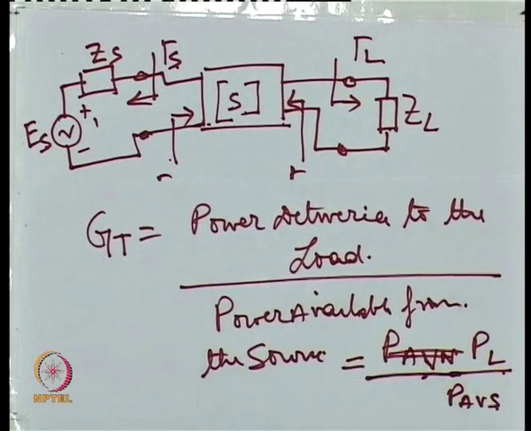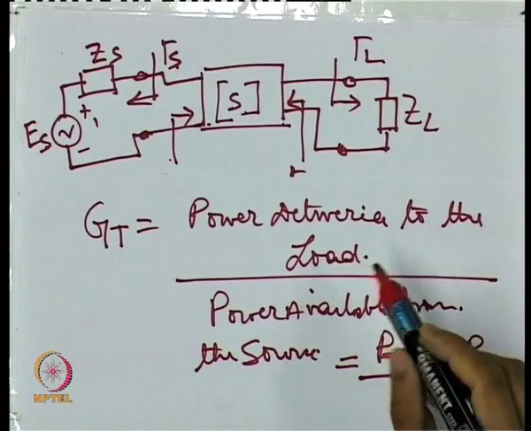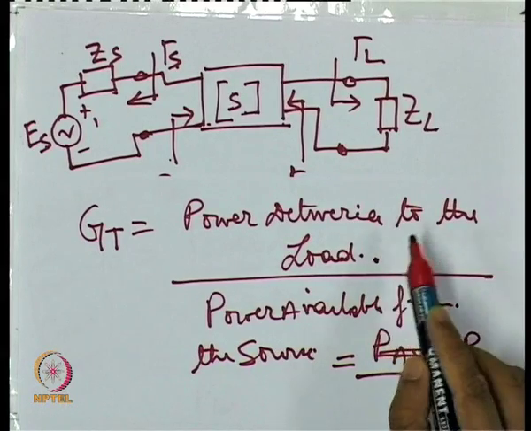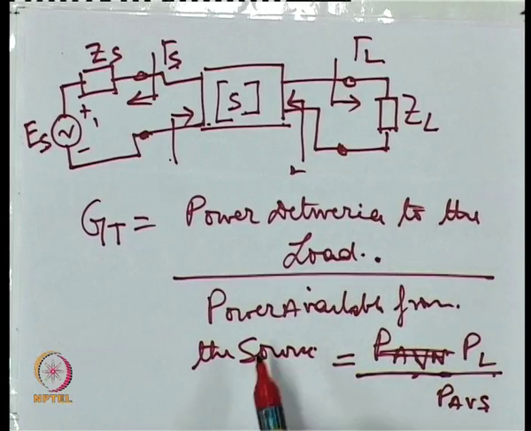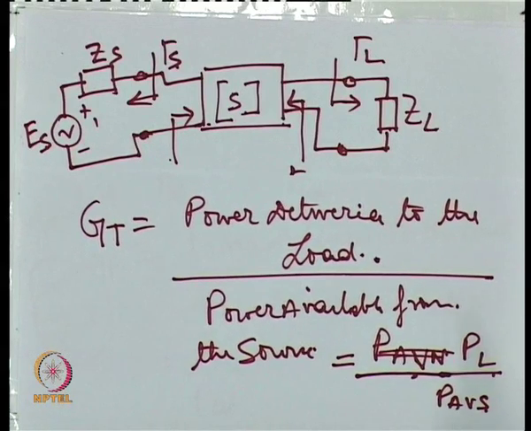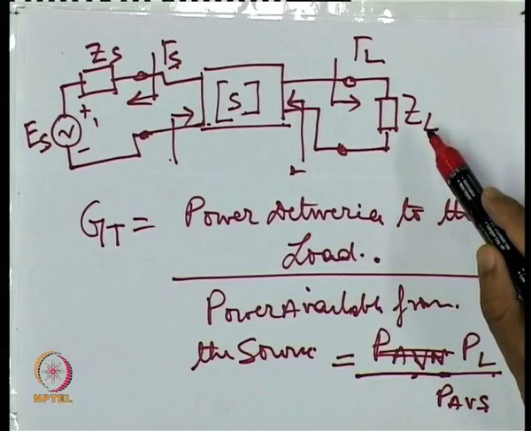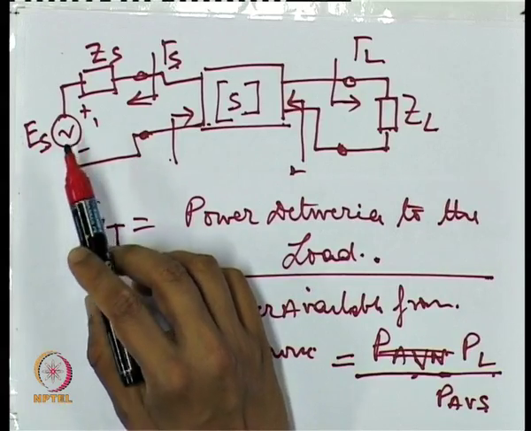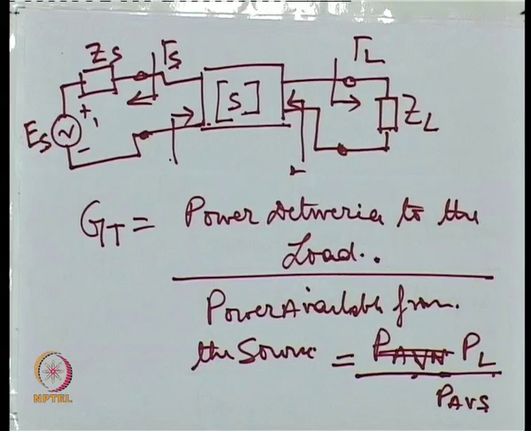it basically means what is the total power delivered to the load, which is PL, upon the total power that can be supplied by the source. That is what we care for. If we have a source and load, then we measure how much power has actually gone to the load, and how much power was originally available from the source. And that is why this is the most practical and most useful definition of power gain.